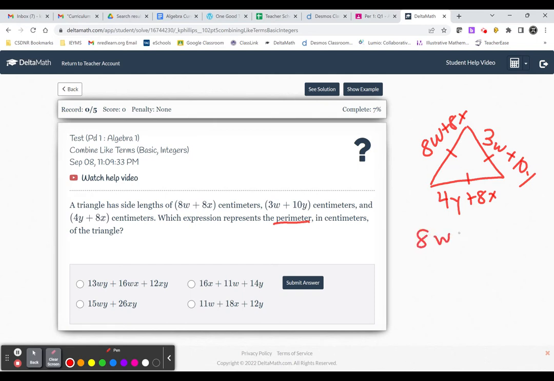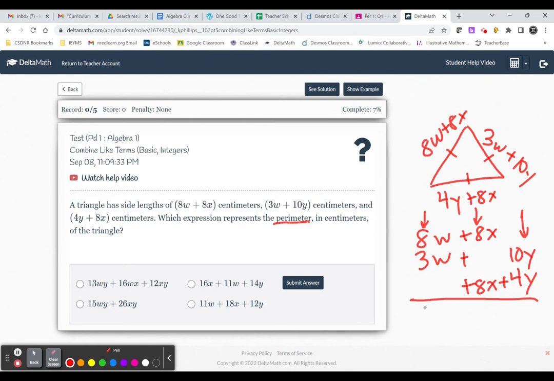You're going to get 8w plus 8x. You're going to get 3w plus 10y. And notice I put that y way over to the right because it's not the same letter as x, so I'm not going to line it up. And then the last one is a 4y plus 8x. So I'm going to put the 4y here and the 8x here. And the 4y is positive. So now I've got all my like terms lined up.